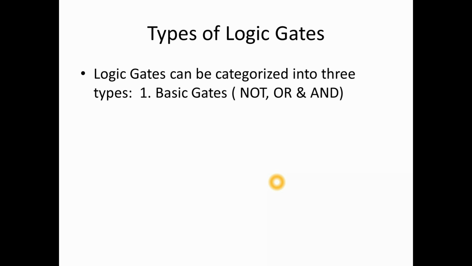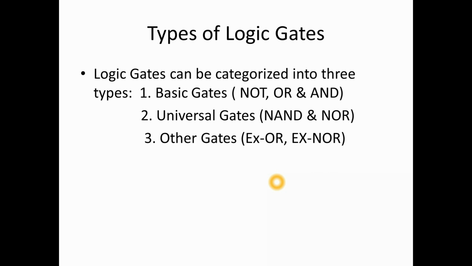Logic gates are divided into three categories. Those are basic gates, universal gates, and other gates. NOT gate, OR gate, and AND gates are called basic gates. NAND and NOR gates are called universal gates, and two more gates are the exclusive OR gate and the exclusive NOR gate.